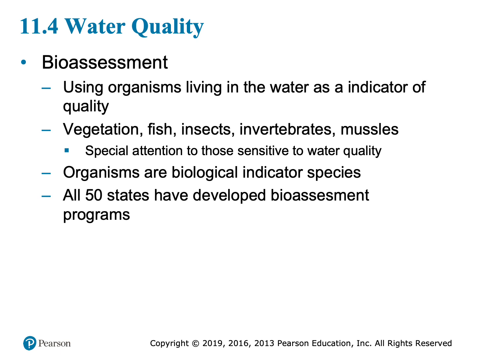Bioassessment uses organisms living in the water as an indicator of quality. So it'll look at the vegetation, the fish, the insects, the invertebrates, and the mussels, and it'll pay special attention to those sensitive to water pollution. If these biological species are surviving, then that usually means the water's okay. But if any of these species are dying off, it probably means that something's wrong with the pollution in the water.